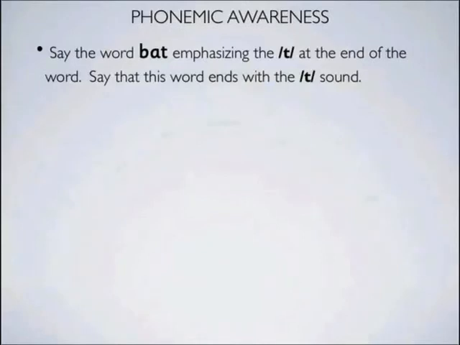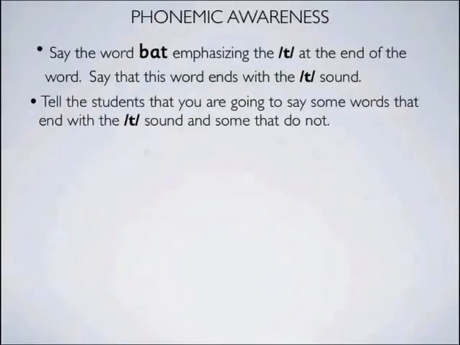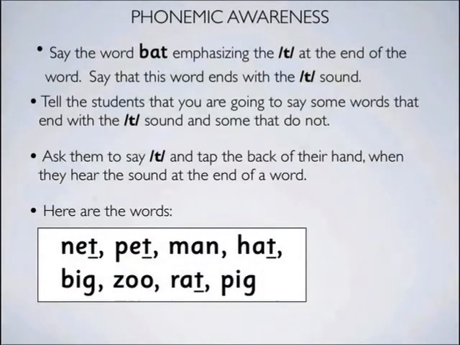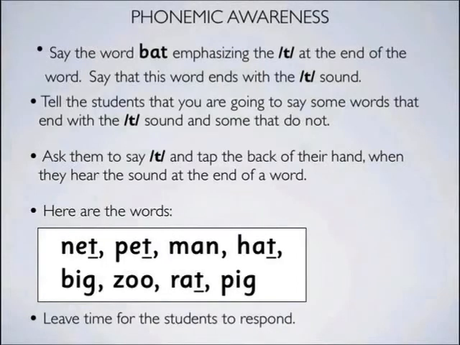Say the word bat, emphasizing the t at the end of the word. Say that this word ends with the t sound. Tell the students that you are going to say some words that end with the t sound and some that do not. Ask them to say t and tap the back of their hand when they hear the sound at the end of the word. Here are the words: net, pet, man, hat, big, zoo, rat, pig. Leave time for the students to respond.